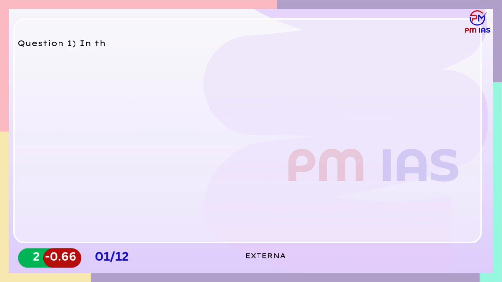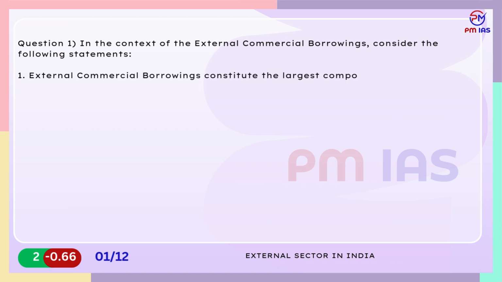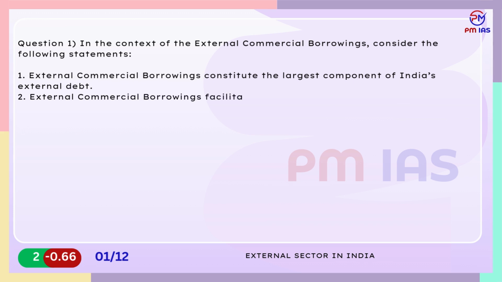External sector in India. Question 1. In the context of the external commercial borrowings, consider the following statements. 1. External commercial borrowings constitute the largest component of India's external debt. 2. External commercial borrowings facilitate investments in the Indian stock markets. Which of the statements given above are incorrect?